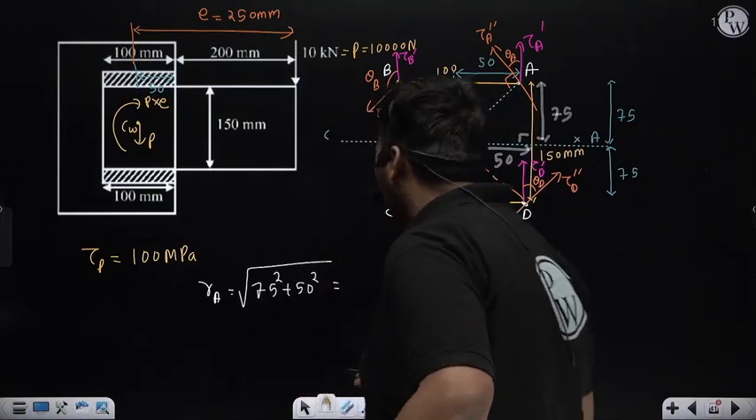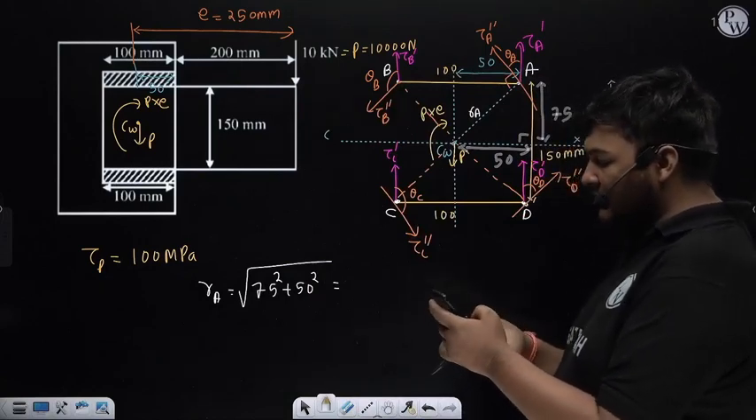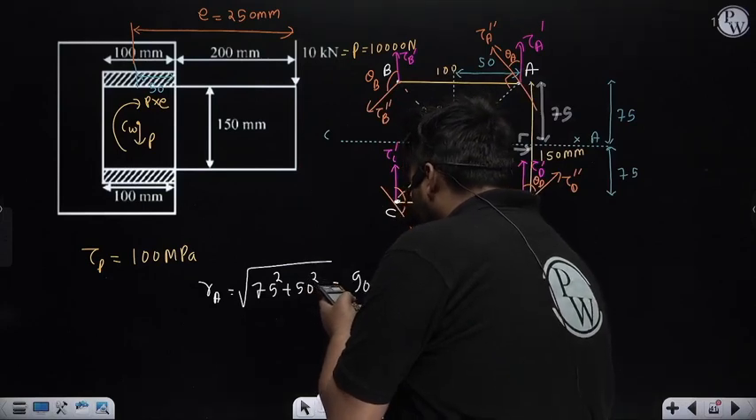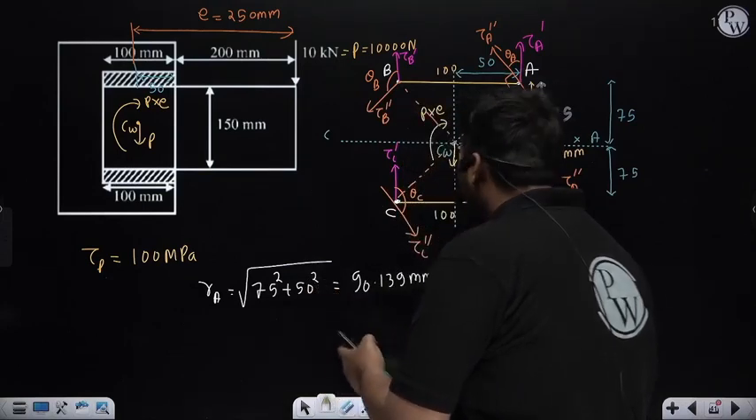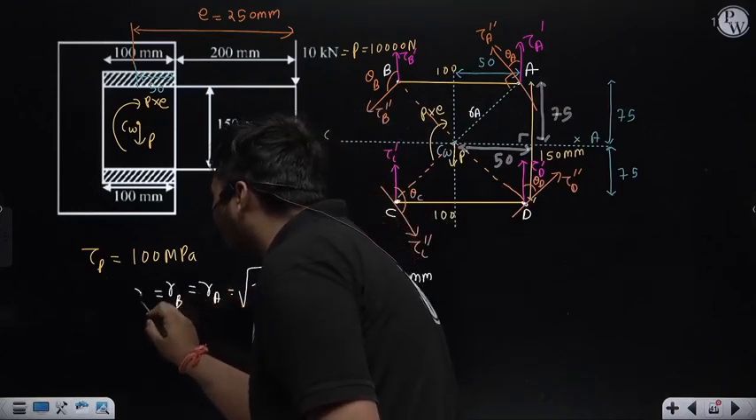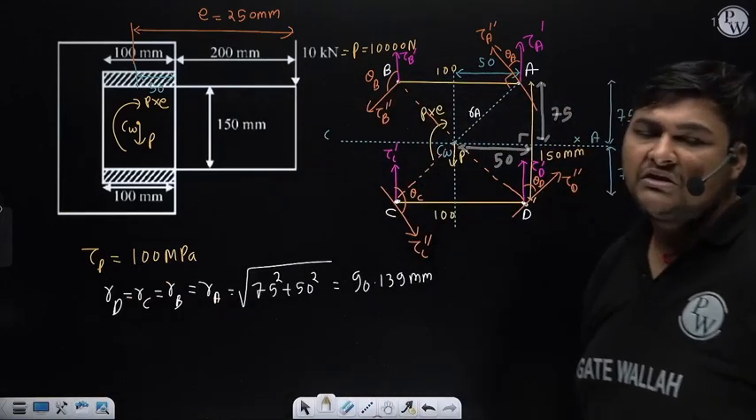After calculation it is coming 90.139 mm. You can check the calculation. And with symmetry you can check RA will be equal to RB, which will be equal to RC, which will be equal to RD. Okay, so this is distance R.